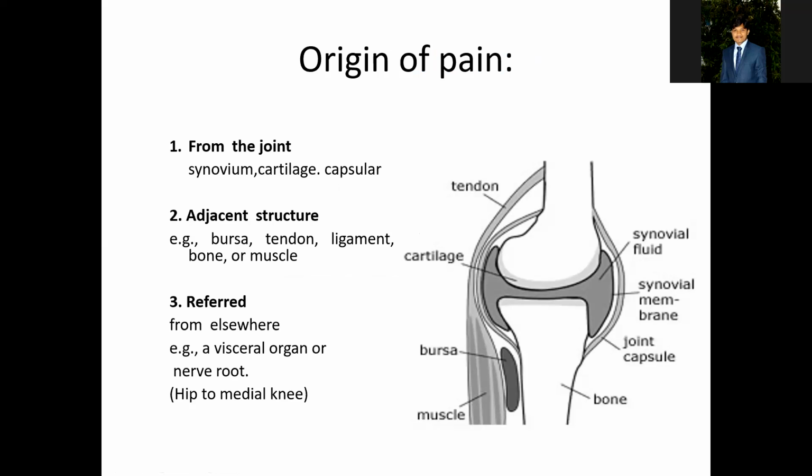We must differentiate true intraarticular from periarticular pathology. In true intraarticular pathology, both active and passive movements are painful. In periarticular pathology, mostly active movements are more restricted than the passive movements.